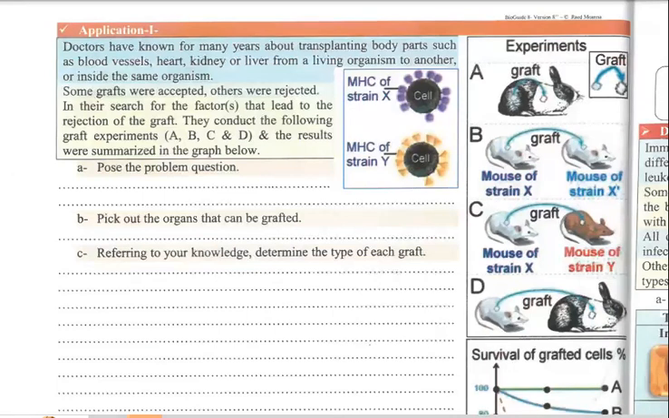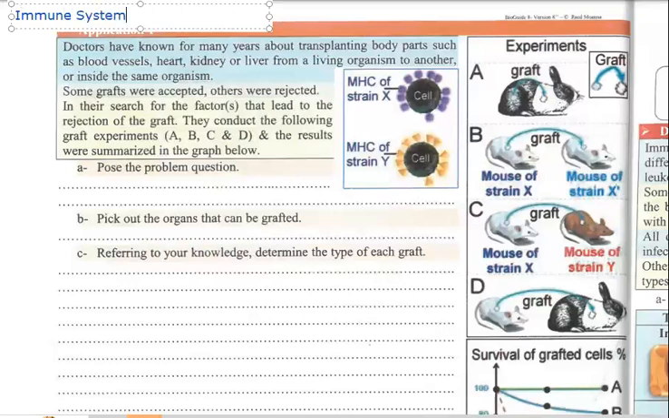So we were talking about the immune system. The immune system is the system responsible for defending us against non-self. We said self is anything that belongs to my body. Non-self is anything that does not belong to my body. So how does a system distinguish between a self and a non-self? It is by checking the HLA or MHC molecules.